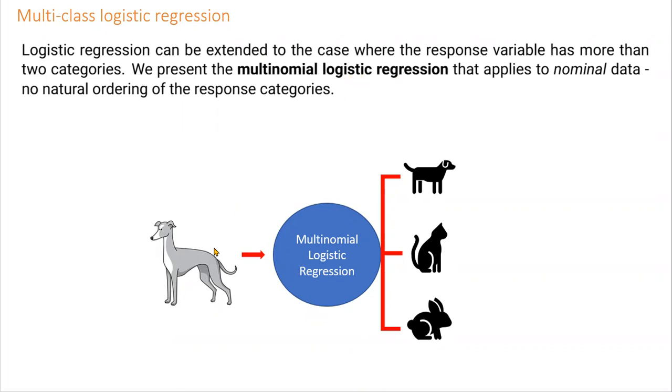An instance is, for example, we have an observation. In this case, it's a dog, right? And then we want to classify it. Is it one of these three things? So it's not binary now, because in this case I've got three things. So the observation has to be classified as this, this, or that. In this case, dog, cat, rabbit.